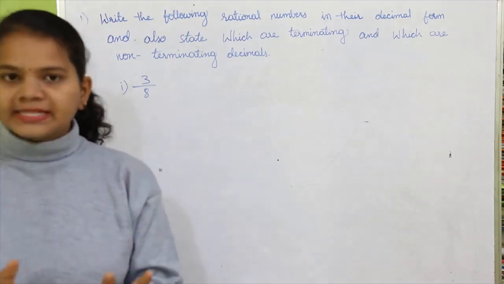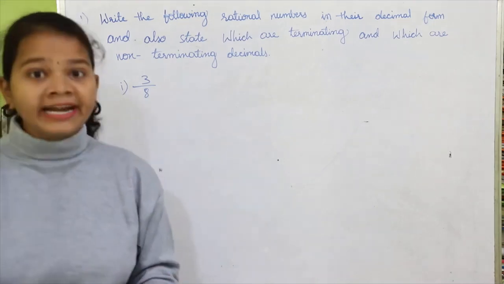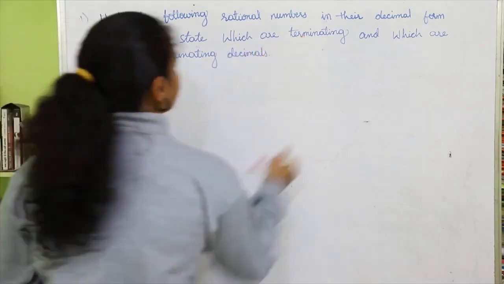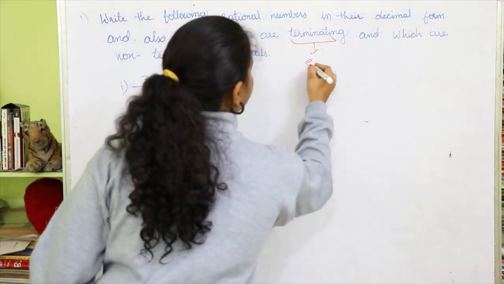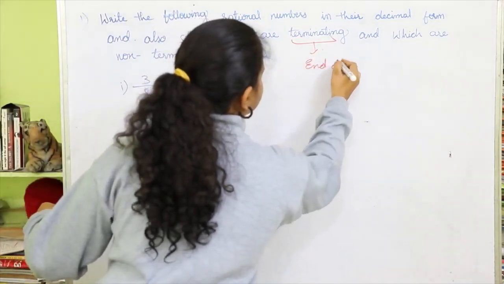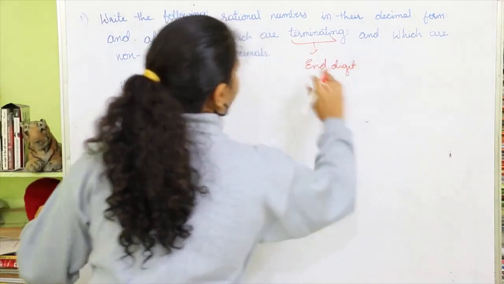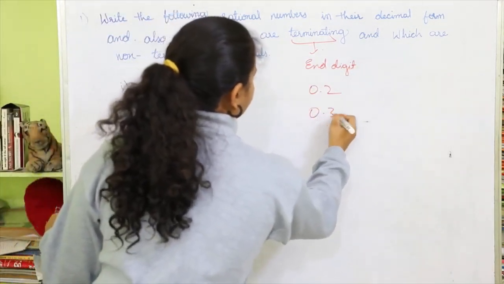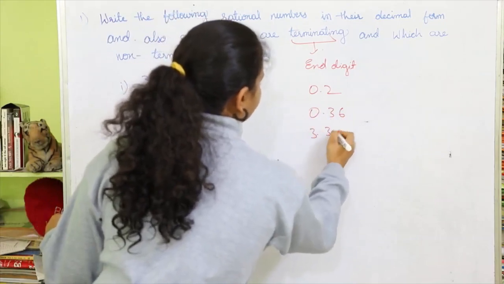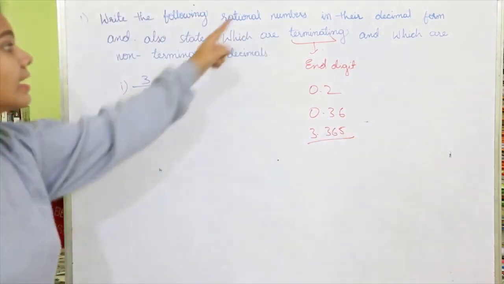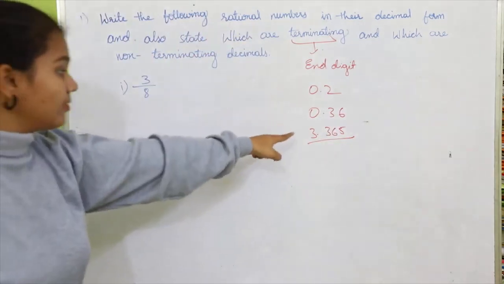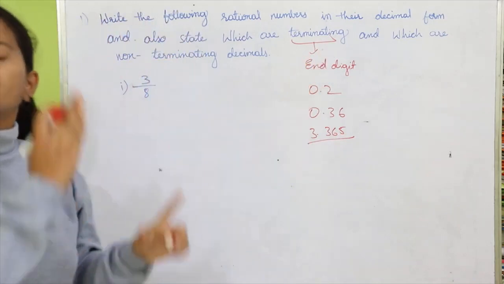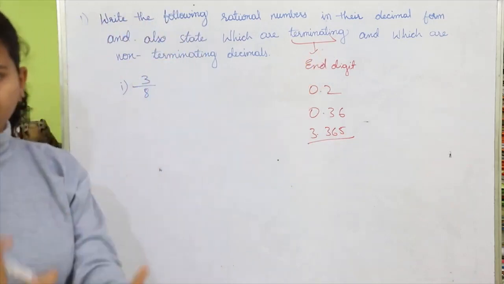A terminating decimal means a decimal which has an end digit. Examples are 0.2, or 0.36, or 3.365. All these are terminating decimals, where you will have a decimal point and a finite number of digits.